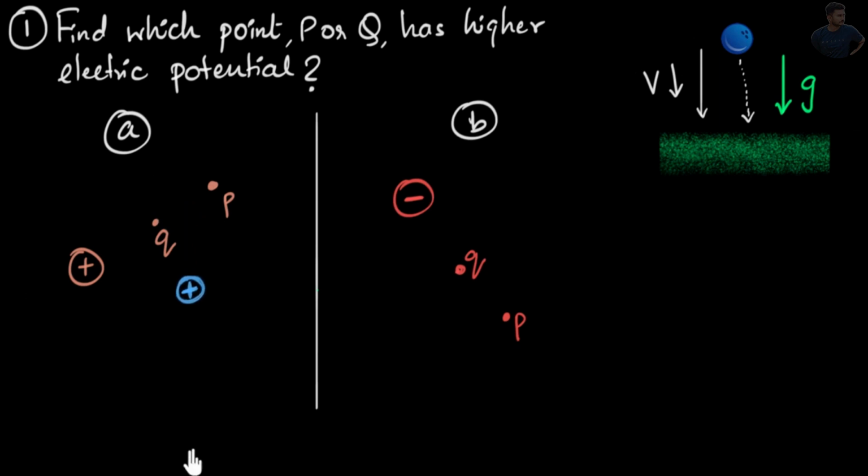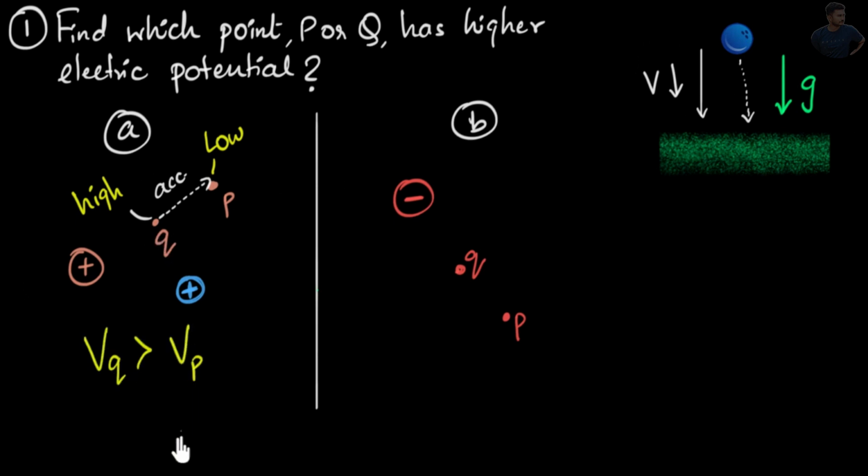So that means, and let me write that over here, if I keep this positive charge over here, it will accelerate in that direction, meaning it will pick up kinetic energy in that direction, meaning it should lose potential energy in that direction. And therefore I know that this must be high potential. So let me just write that down. Okay, this is high potential, and this side should be low potential. So over here, the potential of Q should be higher than potential of P.